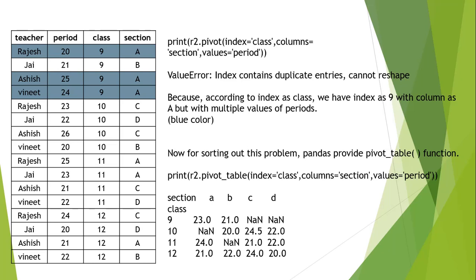Now let's think about how this 23.0 has come. As you are seeing in the table, for ninth A we were having three periods, that is 20, 25 and 24. Now if we take the average of these three periods, the total sum will be 20 plus 25 plus 24, that means 69. Okay, and this 69 is to be divided by 3, and we are going to get 23.